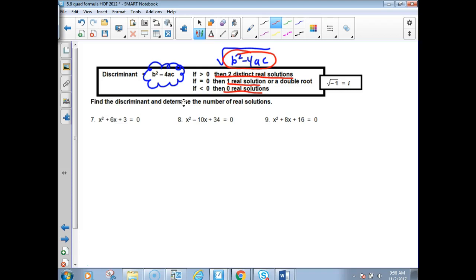So it says find the discriminant and determine the number of real solutions. So all we're finding is b squared minus 4ac. b is a 6. 6 squared minus 4 times 1 times 3. So we go 36 minus 12 is 24. The discriminant's 24. That means it has 2 real solutions. And that's all it's asking.